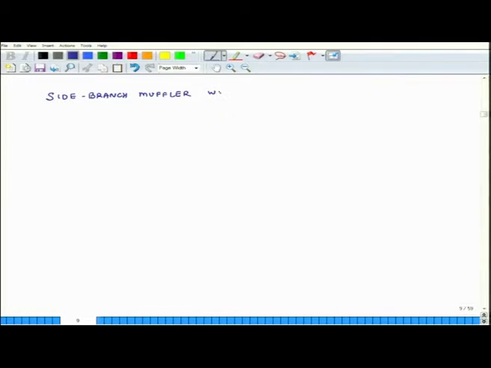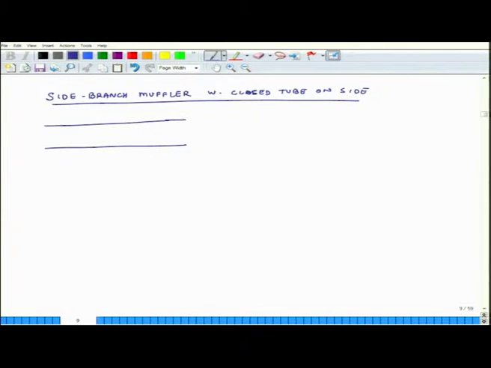With a closed tube on the side. So, how does a muffler look like? Let us say you have sound going through this tube. So, you have power in and power out, and you want to reduce the value of W out.